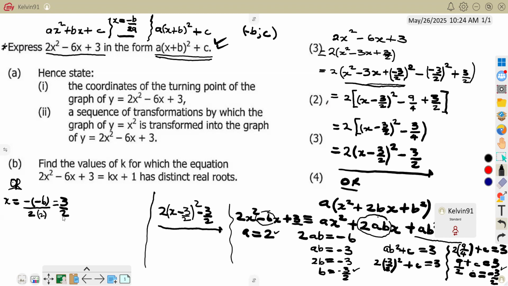So we now have the x coordinate at turning point. When you now want the y coordinate at turning point, substitute this in this function. So we are going to let y be equal to that.